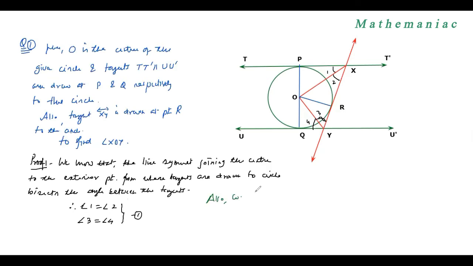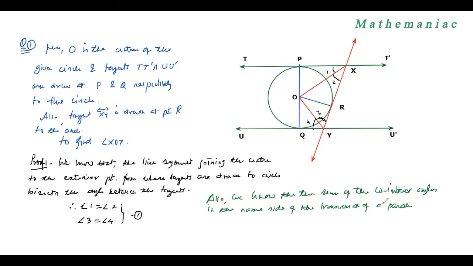Also we know that the sum of the co-interior angles in the same side of the transversal of a pair of parallel lines are supplementary. Supplementary means the sum will be 180 degrees.